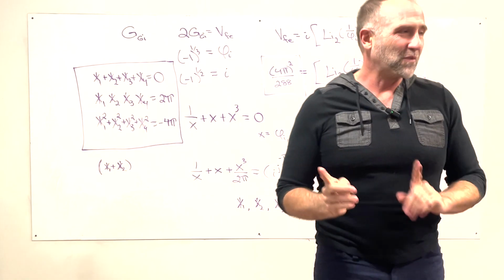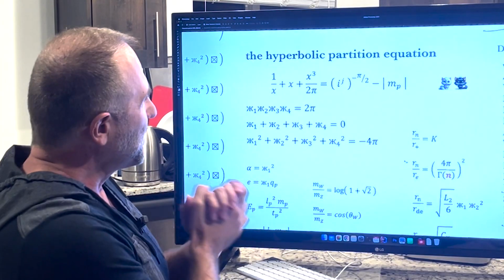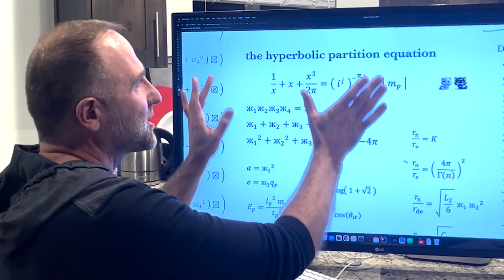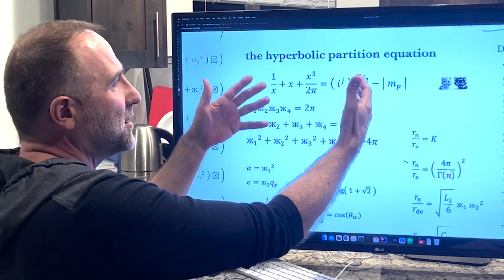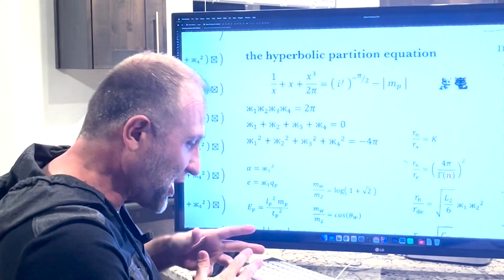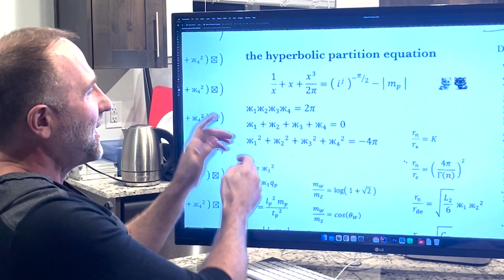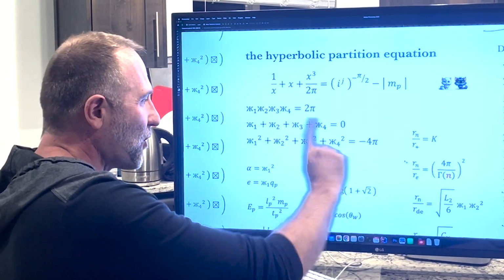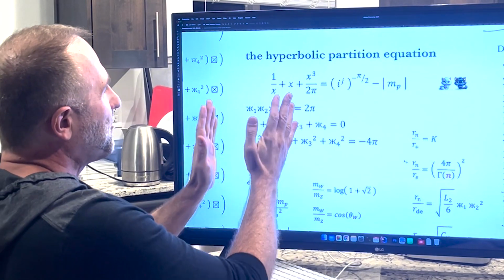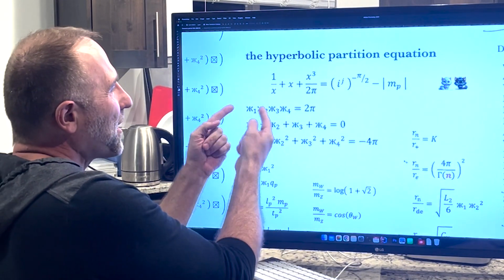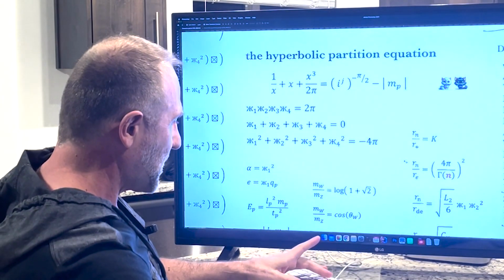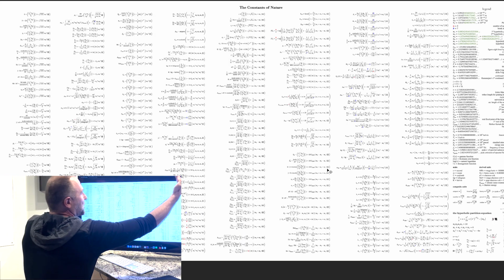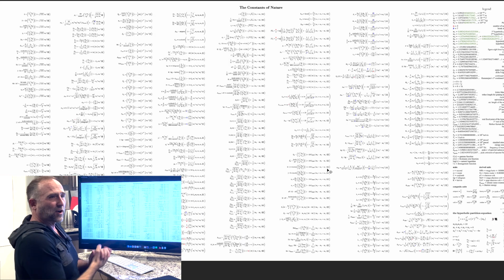All right, let's switch over to this one. This is where we're starting, our hyperbolic partition equation. This is our external division connection in our projection of the hyperbolic figure 8 knot. It has a product of 2 pi, a sum of 0, and a quadrant of negative 4 pi. Now the partial sets of the product, sum, and quadrants are going to give us our division structure for the system we're going to check against.